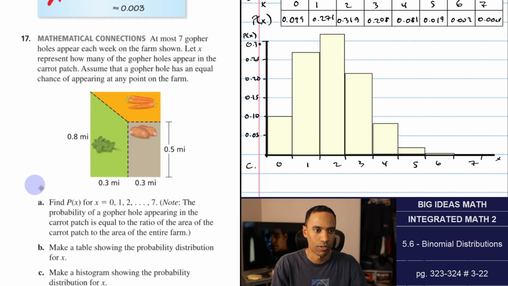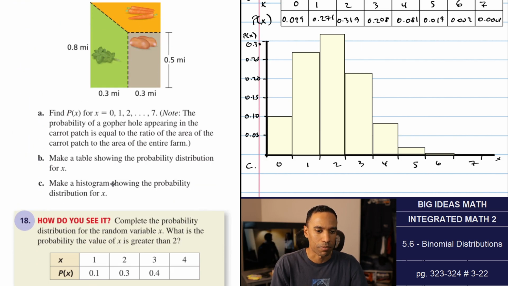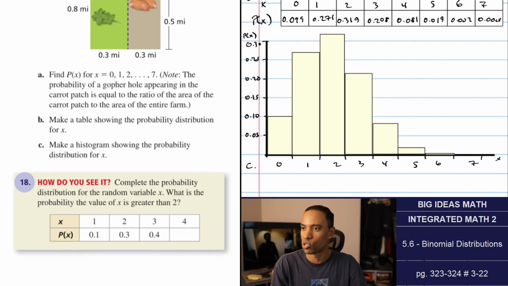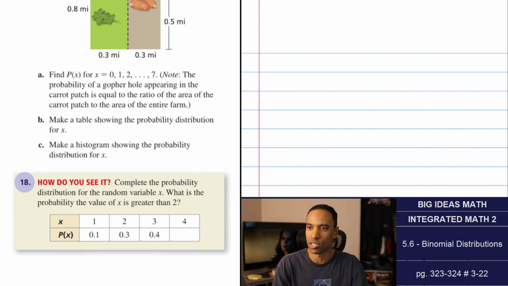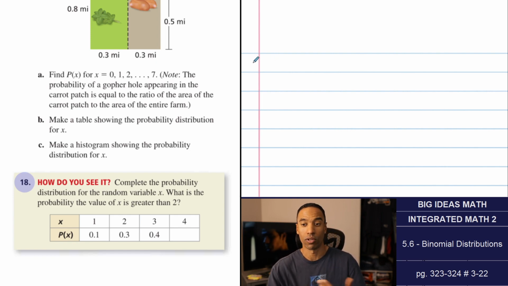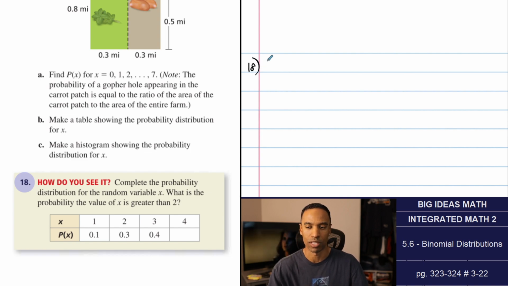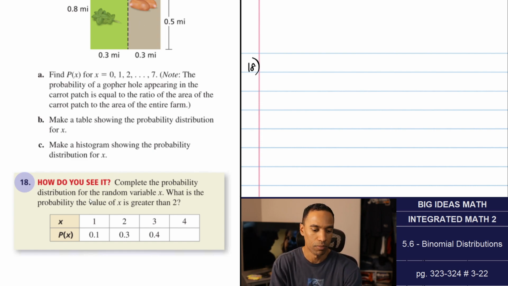Got to move the circle down though. Complete the probability distribution for the random variable x. What is the probability the value of x is greater than 2? So if it only runs everything 1 through 4, it looks like 0 is not even included. I don't think this is necessarily situational, like you're asking a certain number of people. This could be numbers on a spinner.